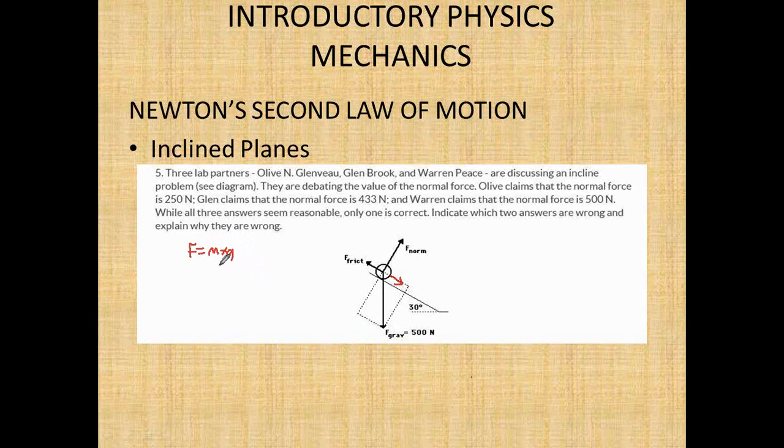It's 500. So the mass times the acceleration due to gravity is 500 times the cosine of the angle, and it's cosine 30 degrees. Okay, so this is the normal force. So that is equal to 500 times the cosine of 30.